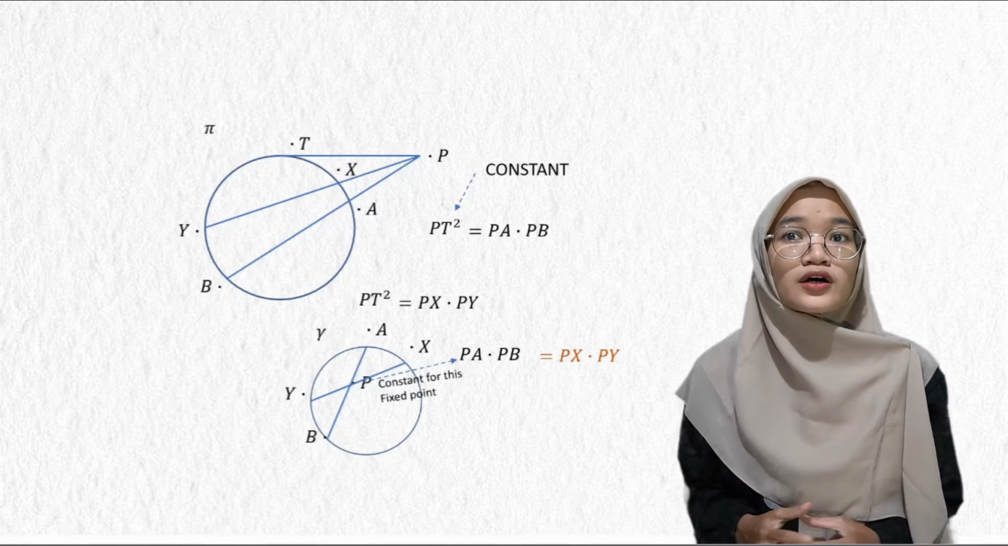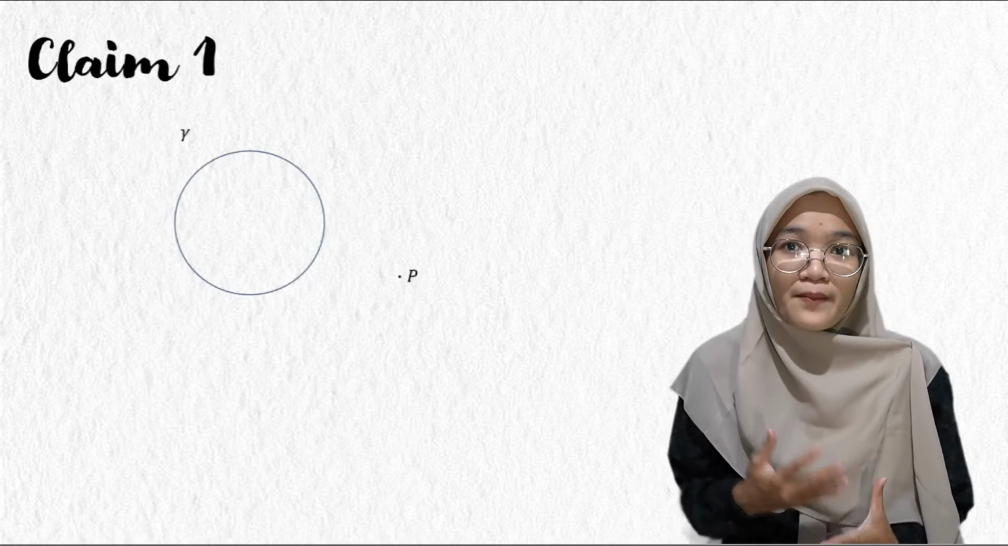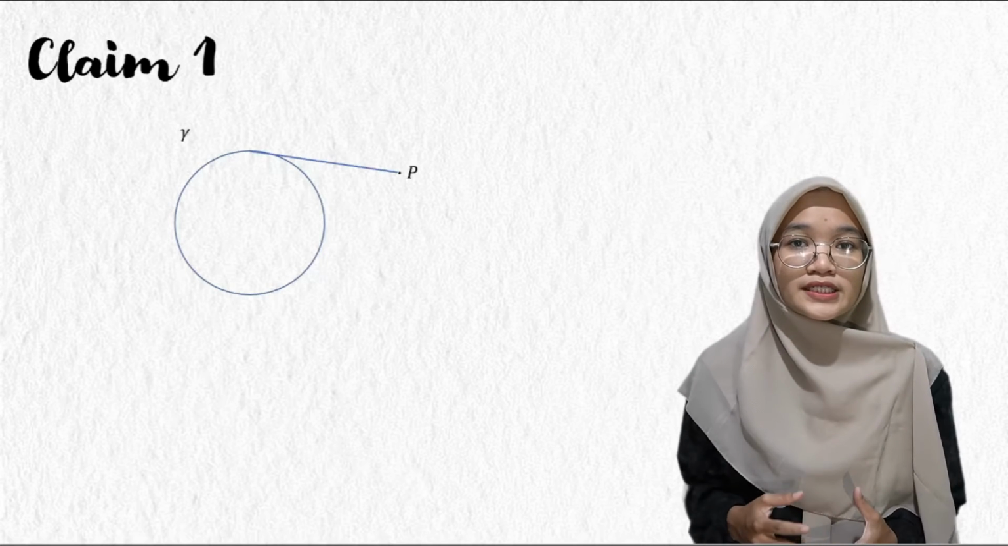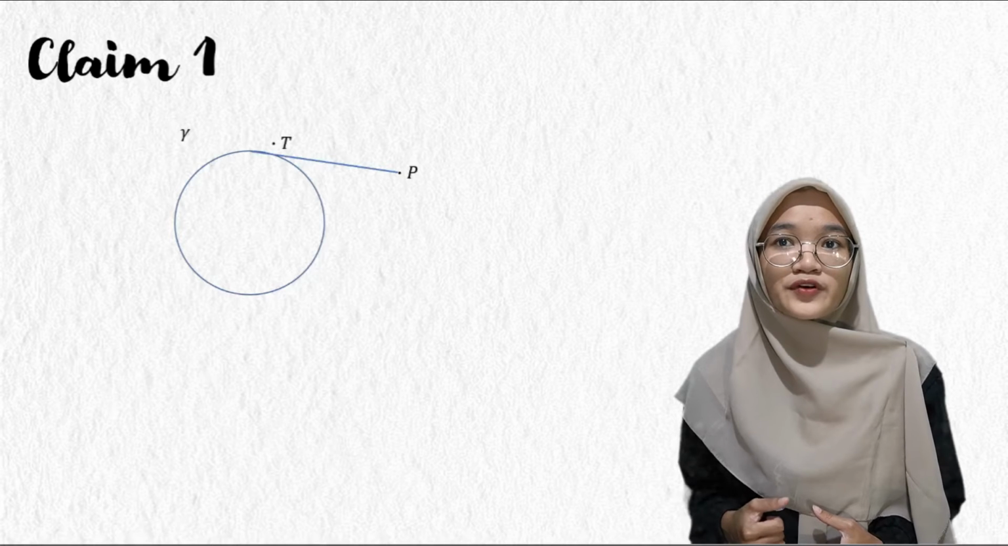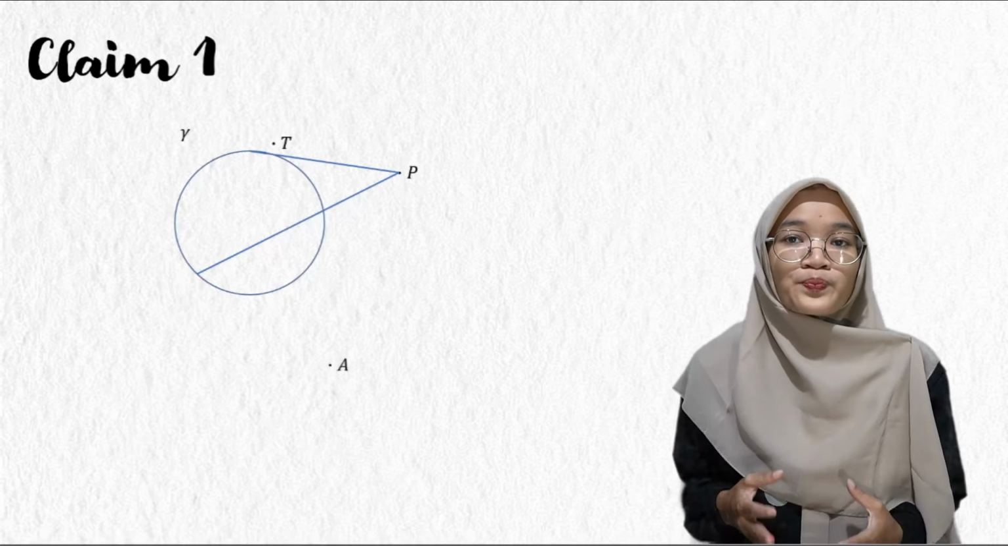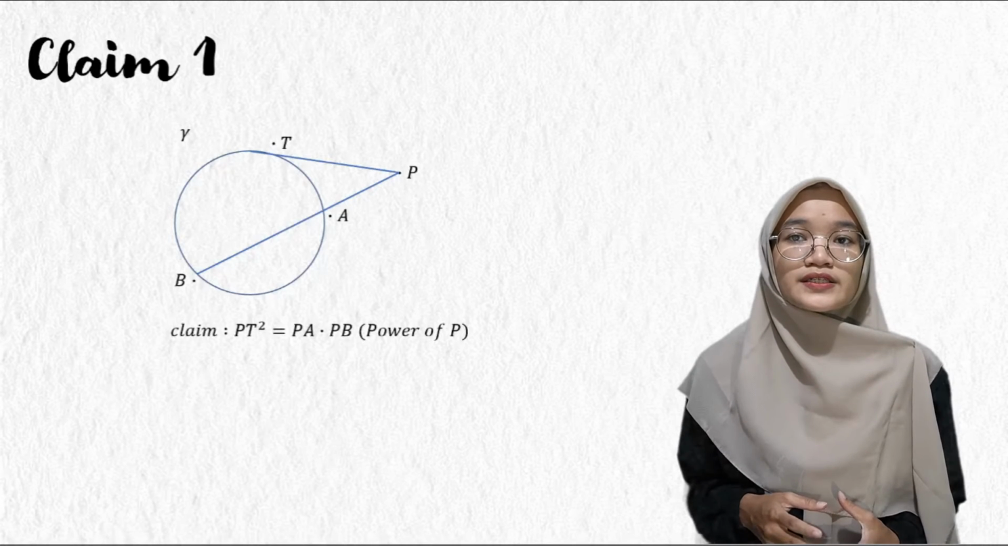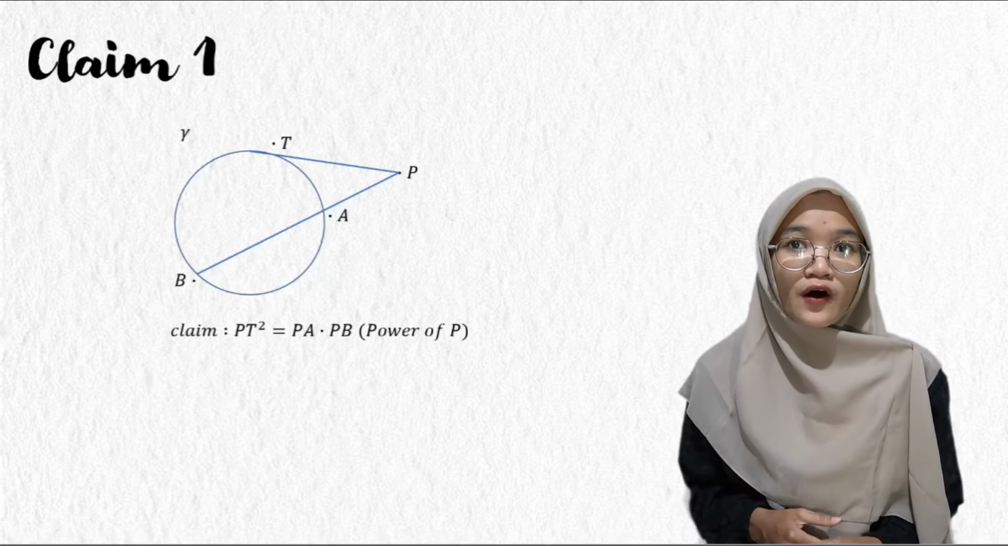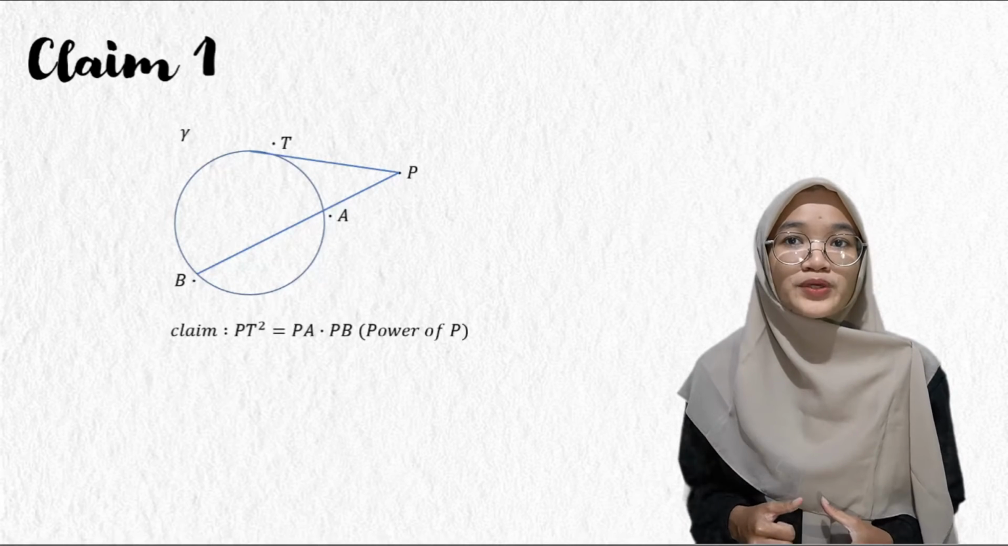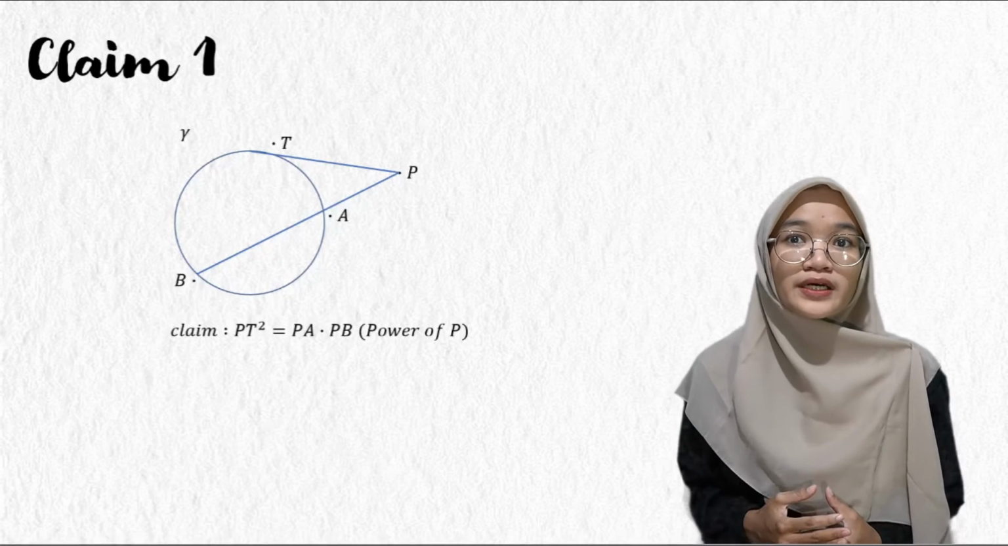Of course, I made a lot of claims, and I need to prove those claims. The first claim, claim 1, is that if I have a circle gamma and a point P outside it, then PT square is equal to PA times PB. So here is the claim: PT square is equal to PA times PB. This value is known as the power of the point P with respect to the circle gamma.